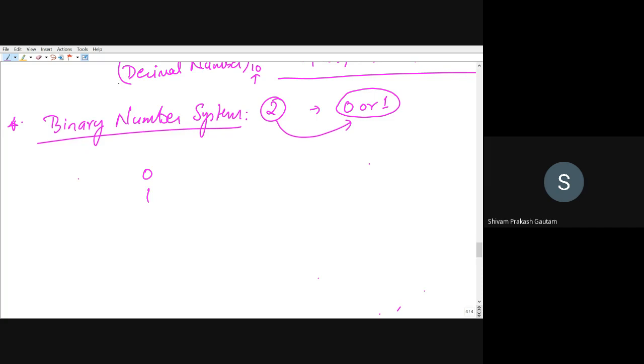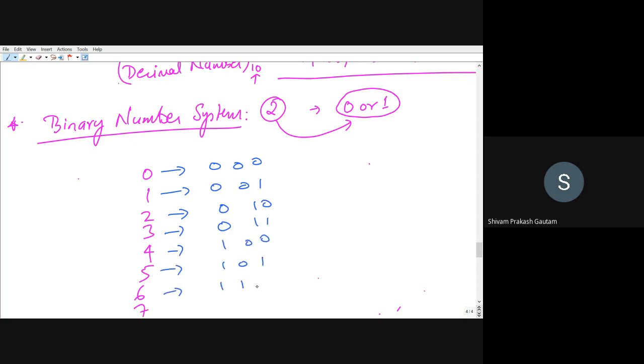So 0, 1, 2, 3, 4, 5, 6, 7. So this is the decimal. If I want to write the binary representation of this, it will be 0, 0, 0. For 1, it will be 0, 0, 1. For 2, it will be 0, 1, 0. For 3, it will be 0, 1, 1. For 4, it will be 1, 0, 0. 5, it will be 1, 0, 1. 6, it will be 1, 1, 0. And 7, it will be 1, 1, 1. So you can see how we have represented a decimal number system in a binary number system.